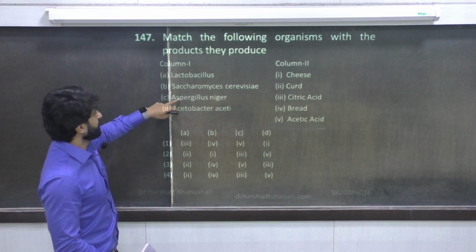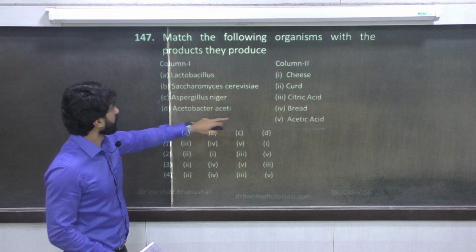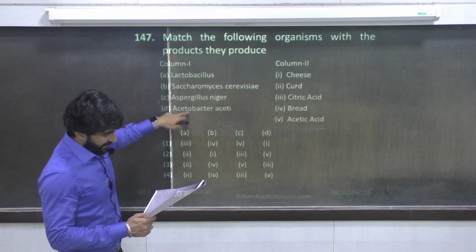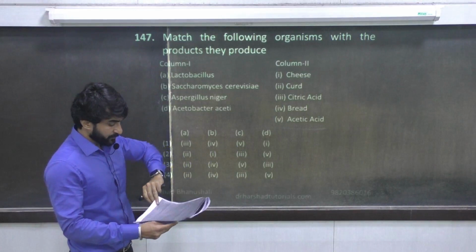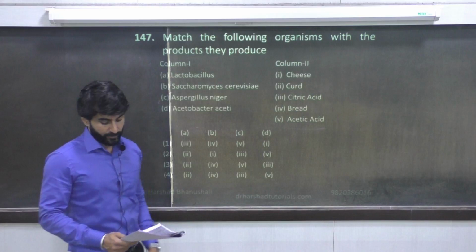Aspergillus niger gives you citric acid, so you have C, 3. And Acetobacter aceti gives you acetic acid, so you have D, 5. So A would be 2, B would be 4, C would be 3, and D would be 5. I've directly done the matching here for the paper, so you will have option number 4: A2, B4, C3, and D5. So the answer would be option number 4 for question number 147.